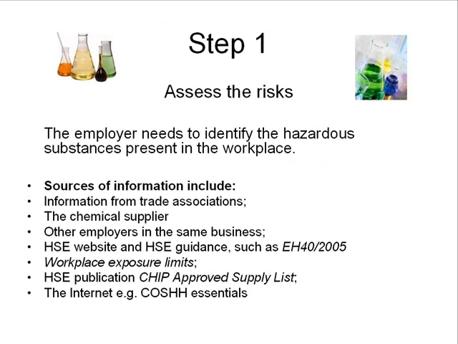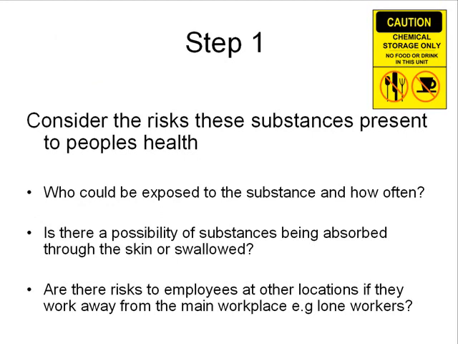Step 1. Assess the risks. The employer's first step is to decide whether there is a problem with the substance or substances the company is using, or those to which their employees are incidentally exposed. This is called a risk assessment. Employers must identify the hazardous substances present in the workplace and consider the risk these substances present to people's health.